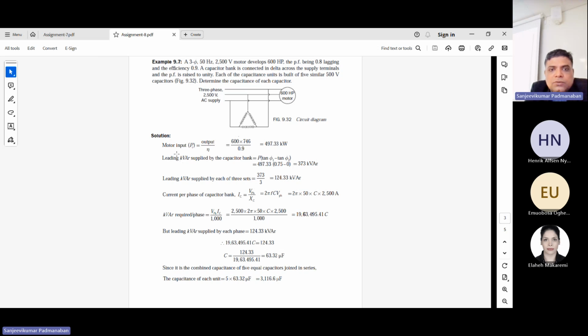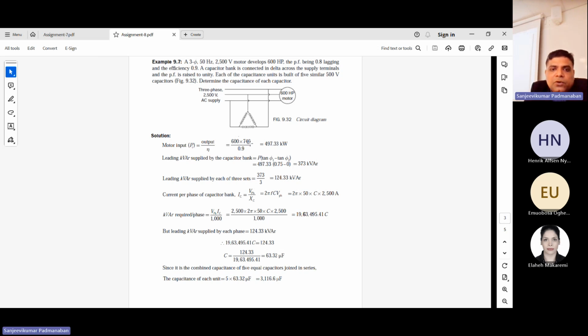Similar approach. We know the efficiency of the motor, which is given as 0.9. From the efficiency, I can calculate the motor input power: output divided by efficiency, because efficiency equal to output divided by input. Please calculate. Here 600 HP is given, so I need to convert it by multiplying by 746. 600 into 746 divided by 0.9. Are you getting 497.33 kilowatt?